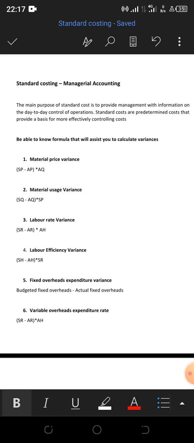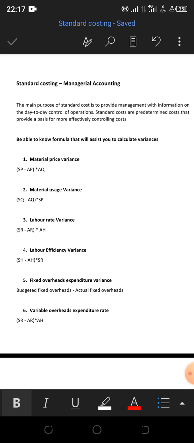In other words, on this formula, we want to see the material price that we have budgeted and the actual price that we spend. When we talk about the standard price, this is the price that we have budgeted before the actual price that we paid has come. So SP simply means the standard price minus the actual price, then we multiply by actual quantity.